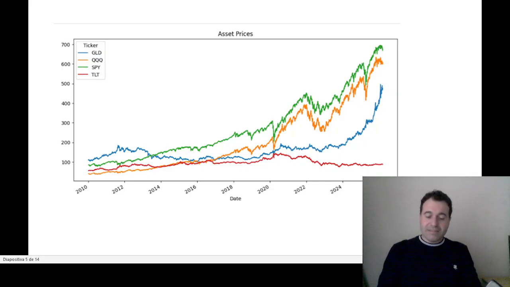The differences in behavior across these assets suggest that diversification across asset classes may help capture different market environments. These structural differences also motivate the use of regime switching models to identify shifts in market dynamics.